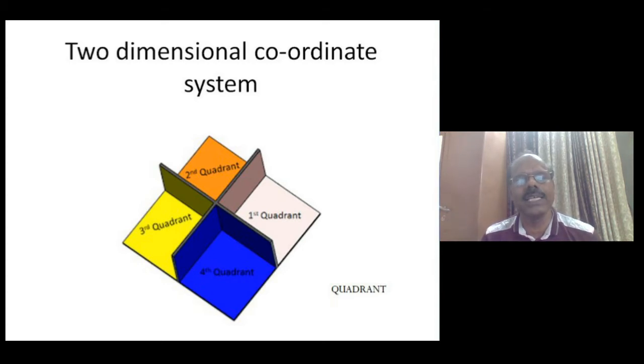In the first quadrant x will be positive, y will be positive. It is clear to all of us, isn't it? Then in the second quadrant x is negative and y is positive, and in the third quadrant both x and y are negative, and in the fourth quadrant x is positive and y is negative. Okay, this is clear to you.